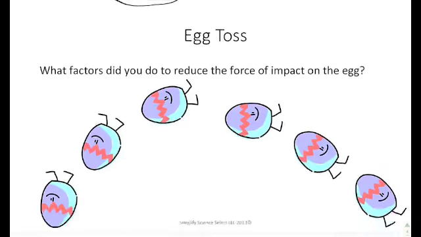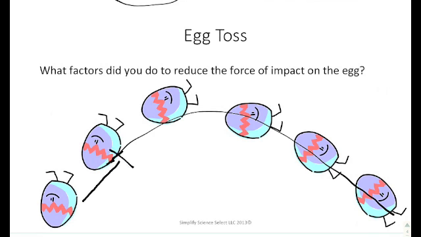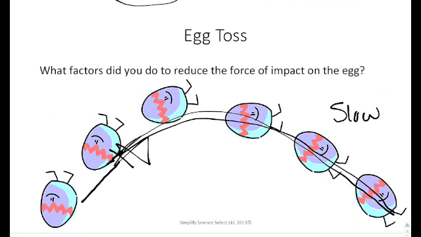Now, in the egg toss, which you did earlier, it asked what factors you used to reduce the impact force on the eggs. There are a couple of things you could have done. Generally, whoever catches the egg with their hand brings their hand backwards. If you left your hand rigid and just caught it, it would shatter and break. That's the most important thing. Other people tried to slow the egg down as much as possible, just barely throwing it so it could hardly get there.